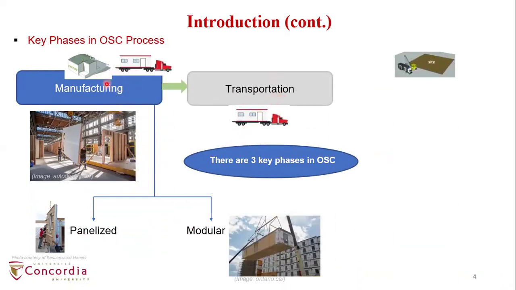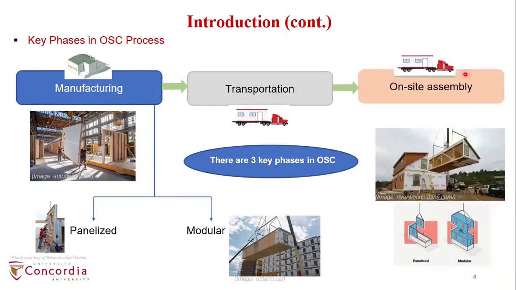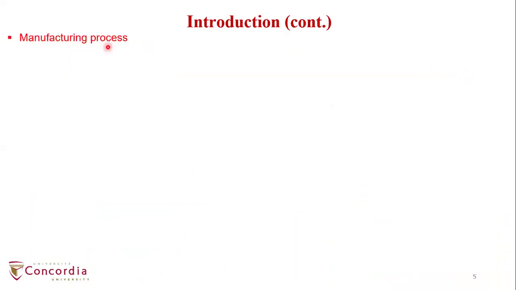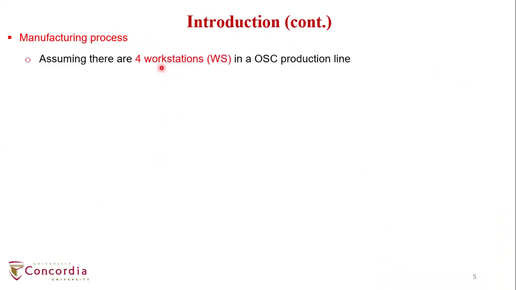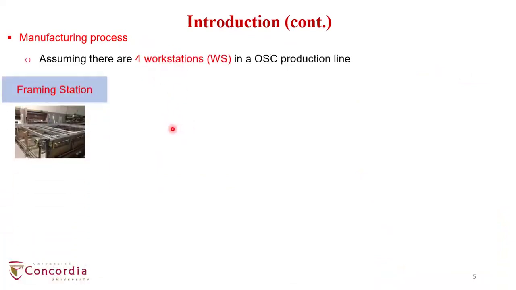That means when the components of a building are fabricated in a factory, they are transferred to the site for assembly. Our study mainly focuses on the manufacturing process. So what is the manufacturing process? Let me explain it with a typical example where four workstations are involved. The first workstation is the framing workstation, where the framing components of the wall are prepared.